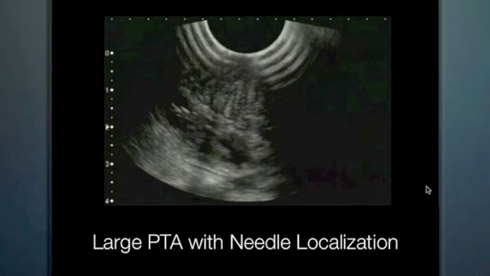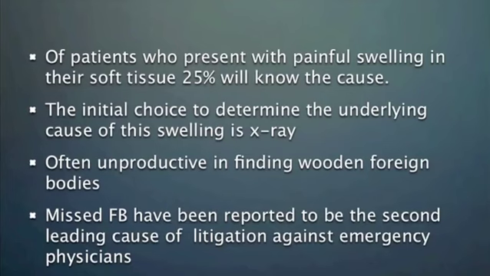Foreign bodies can often be challenging to find, their location and their cause. In fact, of patients who present with painful swelling in their soft tissue, only 25% will find out what the cause is. Usually physicians turn to x-rays to identify the underlying cause of patients who come in with swelling. Unfortunately, this is often unproductive, since a lot of times it's a wooden foreign body that's causing the swelling, and wood does not show up very well, if at all, on an x-ray. And it turns out that missed foreign bodies have been reported to be the second leading cause of litigation against physicians who practice emergency medicine.